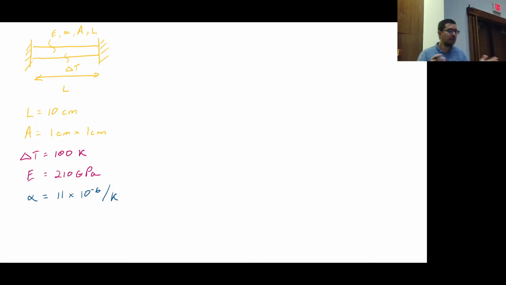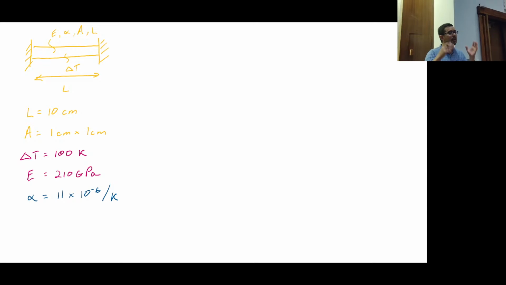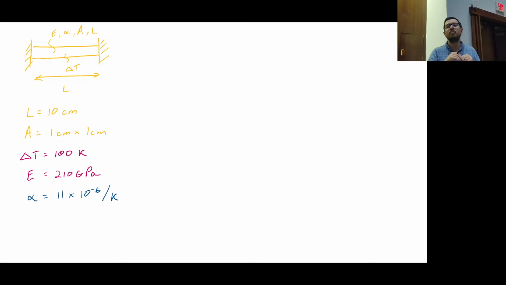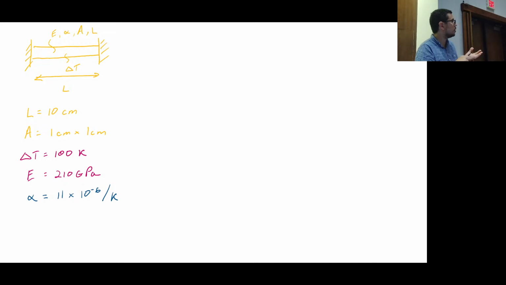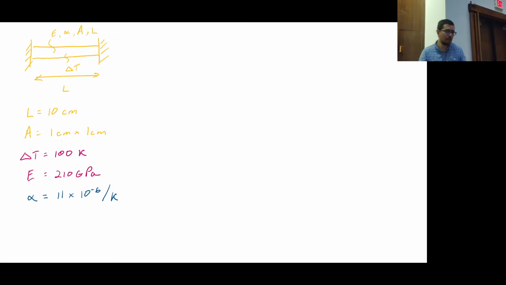So what you have here is a bar that is between two walls. Okay, it's constrained. And we're going to give it a linear coefficient of thermal expansion, alpha. We're going to give it an E, an elastic modulus. We're going to give it a length. And we're going to give it a change in temperature.